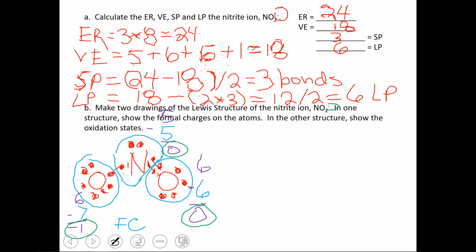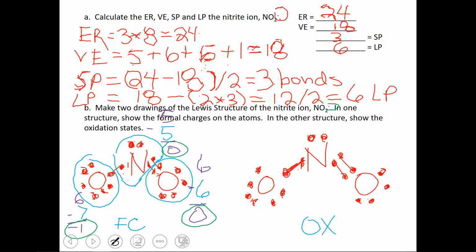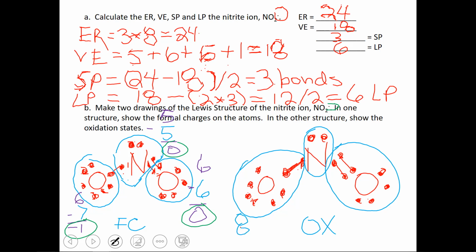Now let's try the same structure again, but with oxidation states. In oxidation states, the bond between 2 atoms has the electrons going to the more electronegative atom. So we know that oxygen is more electronegative than nitrogen. So the 2 oxygens are going to get all of the bonding electrons. The oxygen on the left side has 8 electrons in its circle. Poor nitrogen has only 2, and the oxygen on the right side has 8.